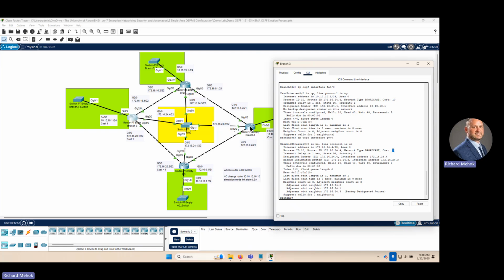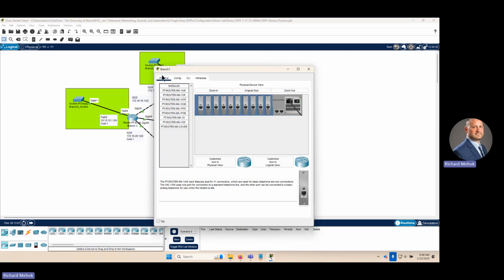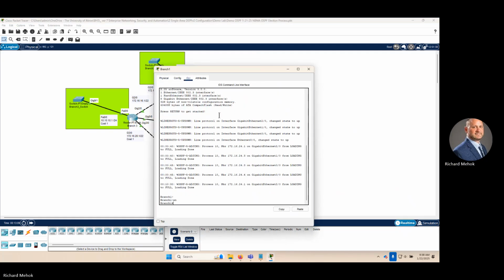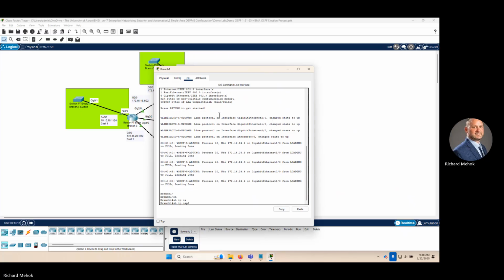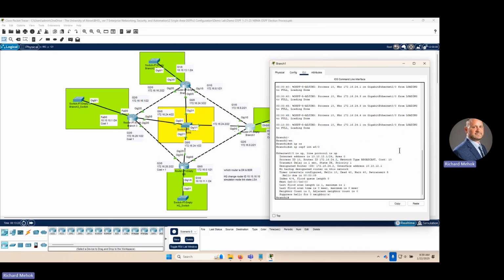Let's go over to Branch 1 real quick and do the same command on the E0, which is 10 meg. Remember, Fast Ethernet is 100, Gigabit is 1000, and then Ethernet is only 10 meg. So that's E0, right? Yeah, E 8/0. And it has a cost of 10. So the Ethernet and Fast Ethernet all come up with the same cost.